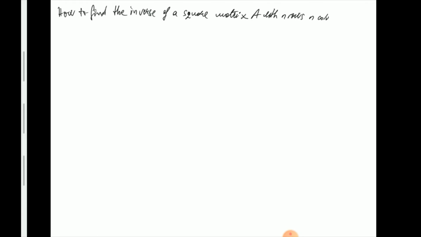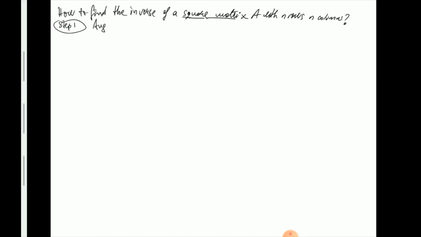All right, so how do we find the inverse of a square matrix A with n rows and columns? Because again, remember, the concept of an inverse is just for square matrices. So here are the main steps. So step one, and then we're going to illustrate with the previous example and then some new examples.